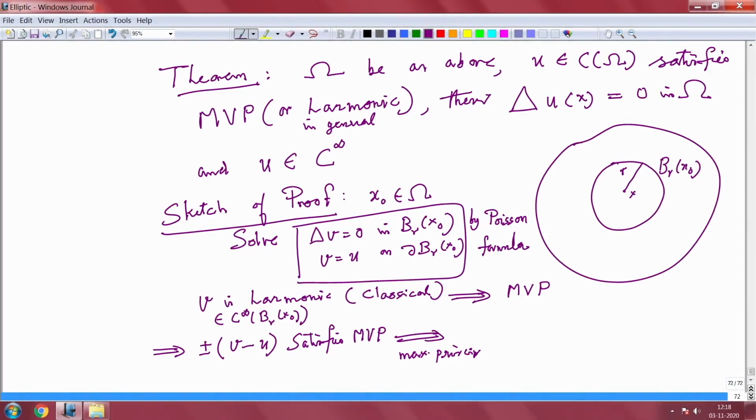So that means you have the boundary value 0, since v equal to u on the boundary; the minimum is 0, the maximum is 0. So that implies v(x) equal to u(x) in B_r of x naught. Okay. That is the proof, because now hence u is C infinity and satisfies the mean value property, so Laplacian of u(x) equal to 0.